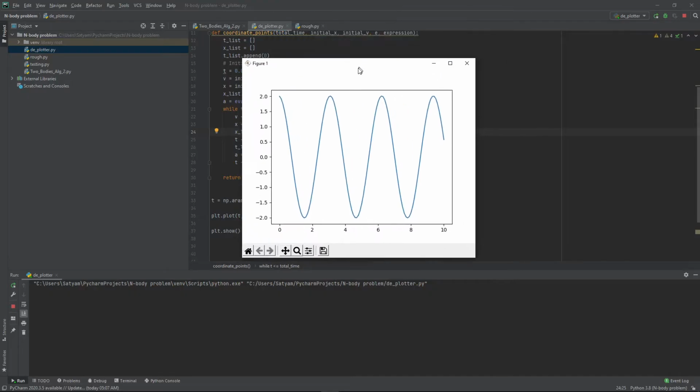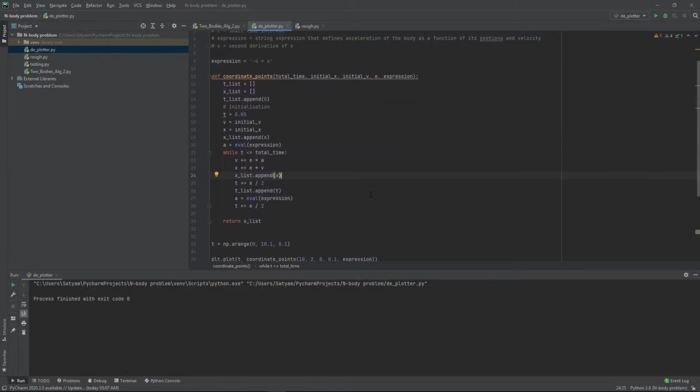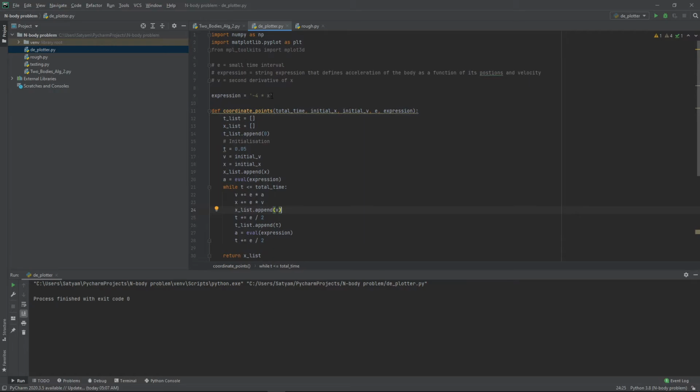Now, so this is the differential equation solver. You can put any expression here, as long as, now I am using the numpy module as np.